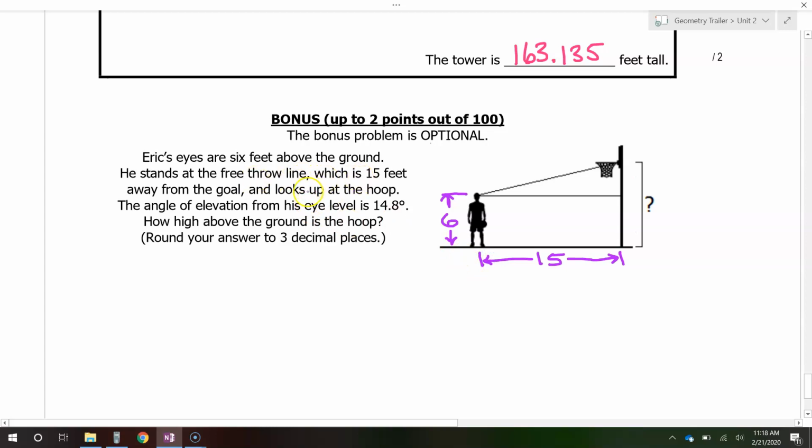What else? He looks up at the hoop. The angle of elevation from his eye level is 14.8 degrees. So I'm going to put this 14.8 degrees at his eye level, like they said. Great. How high above the ground is the hoop? So we need to find this question mark, the height above the ground.